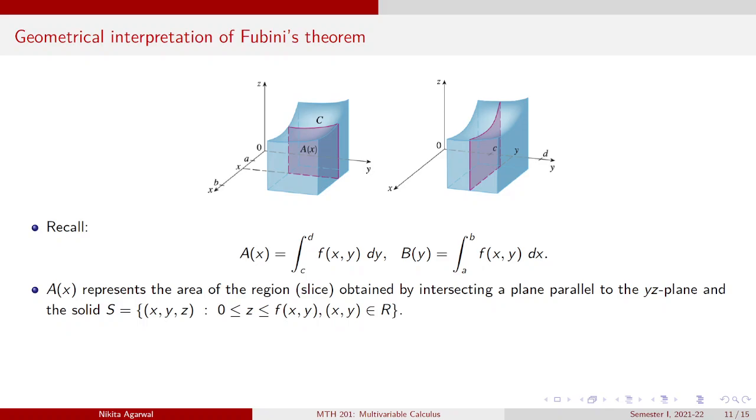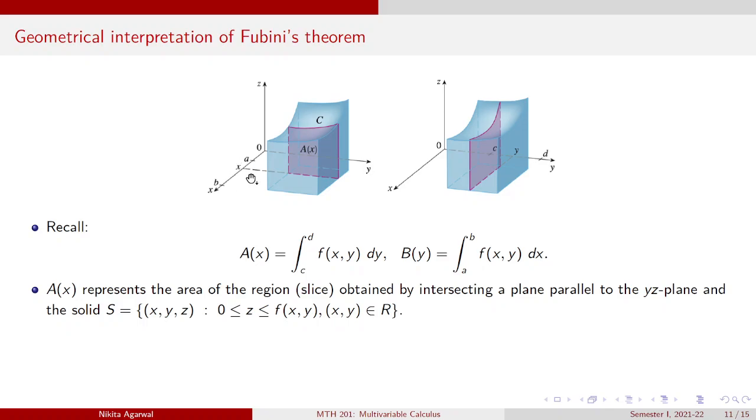So let us look at the geometrical interpretation of Fubini's theorem. Recall we defined A(x) and B(y). What was A(x)? It was integrating f as a function of y, so then your integral is a function of x, and similarly B(y). Now what is A(x)? You fix x. When you fix x, you are fixing a point in this direction, between the interval [a, b]. So let's say this is my point.